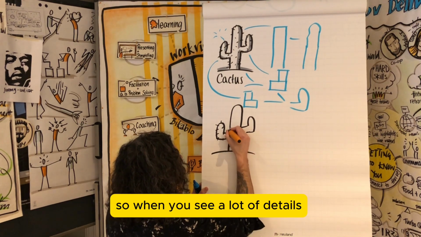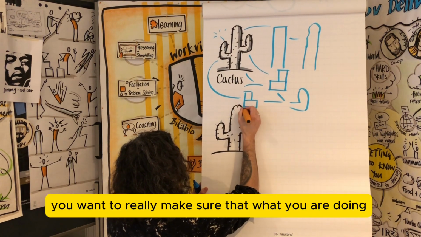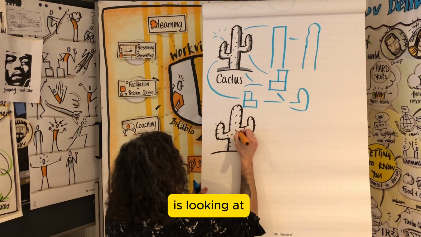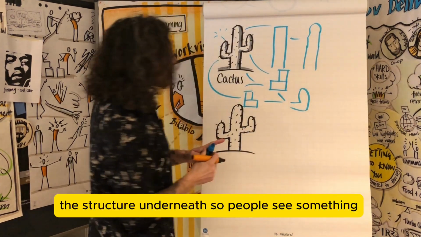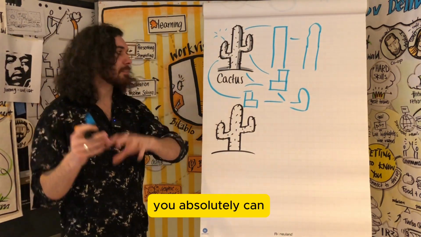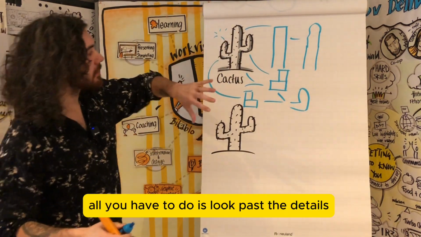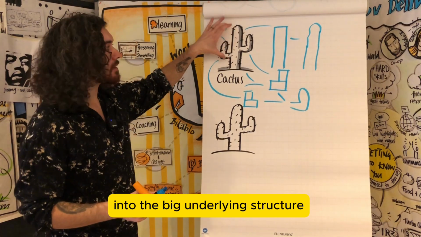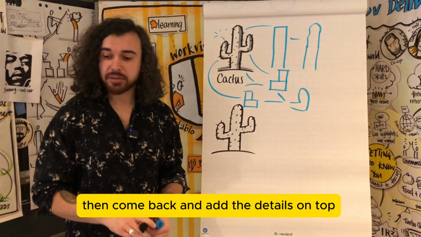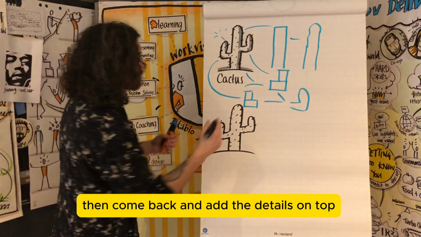So when you see a lot of details like this, you want to really make sure that what you are doing is looking at the structure underneath. So people see something with all this, they go, I can't do that. You absolutely can. All you have to do is look past the details into the big underlying structure, then come back and add the details on top.